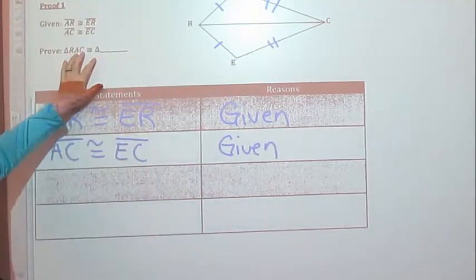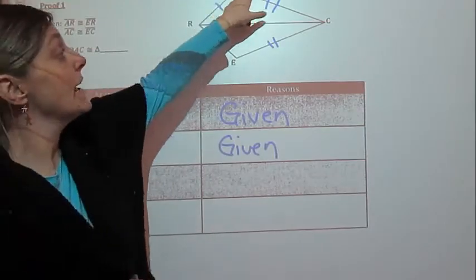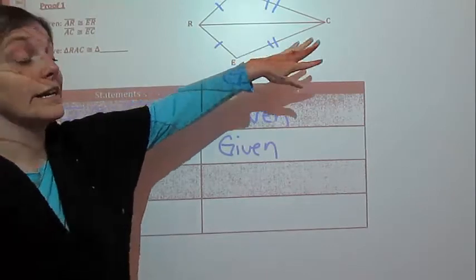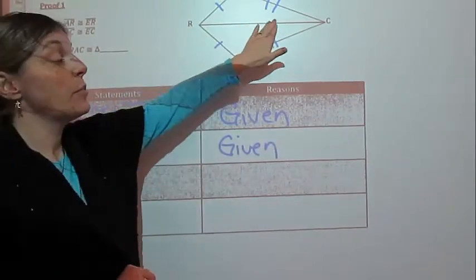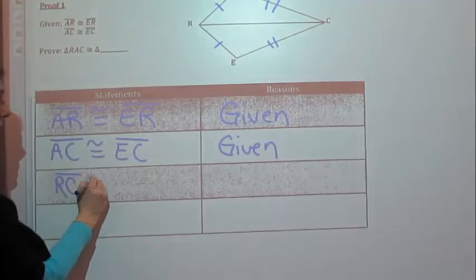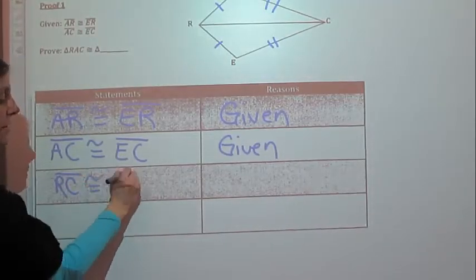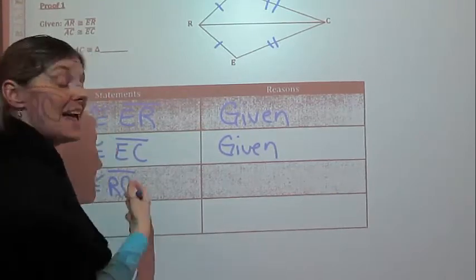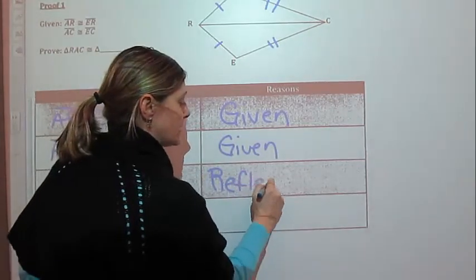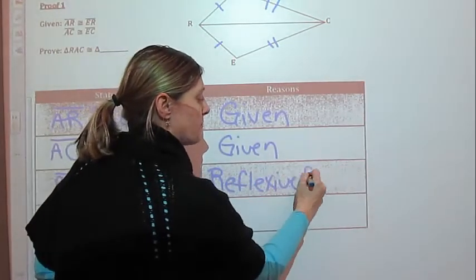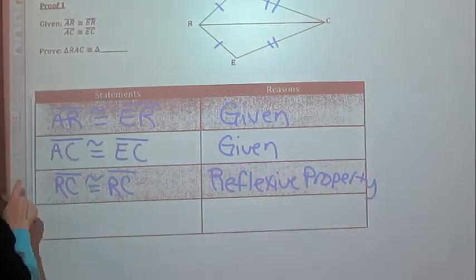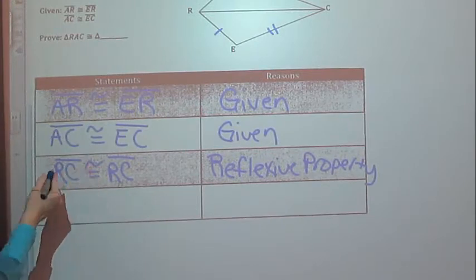Now let's take a look at what we're trying to prove. We're trying to prove triangle RAC is congruent to triangle REC, okay? So we know that they both share the side RC, so segment RC is congruent to segment RC, and that's the reflexive property. Anything is congruent to itself. So that's the reflexive property. All right, and then the very last thing that's going to go in your statement is what you're trying to prove.